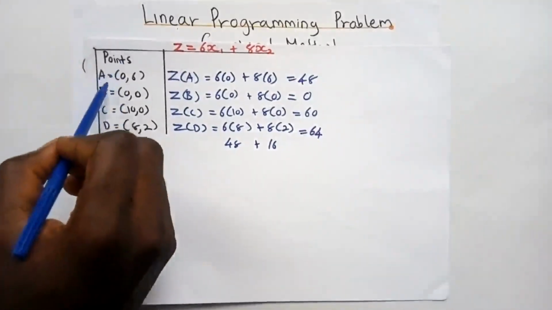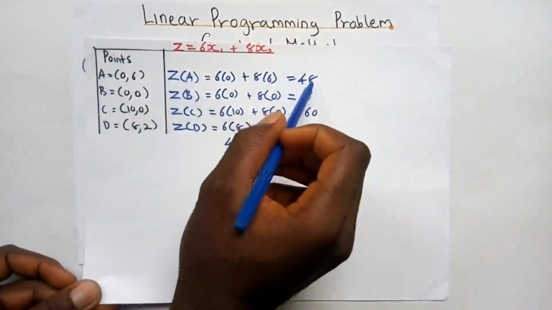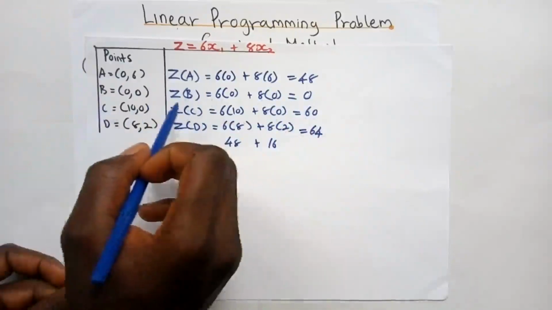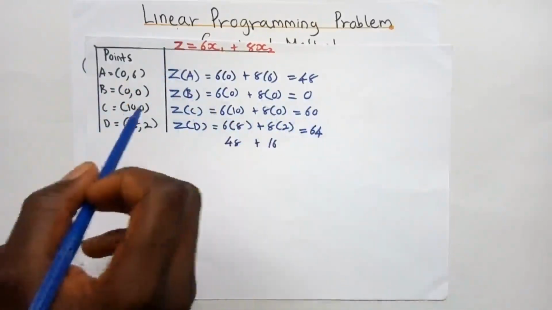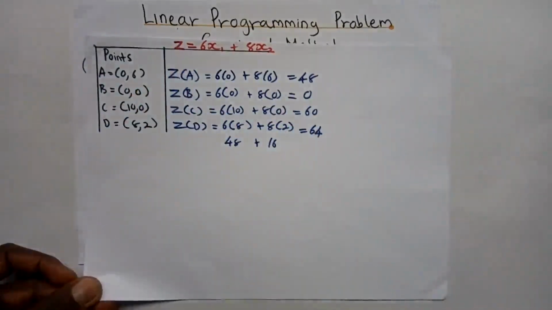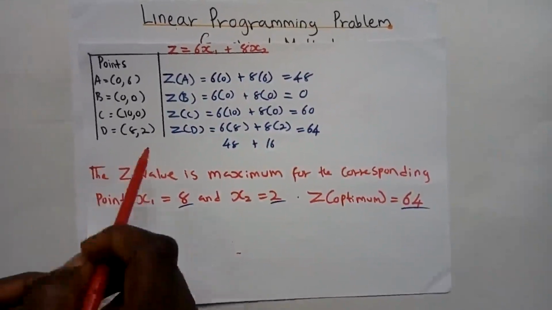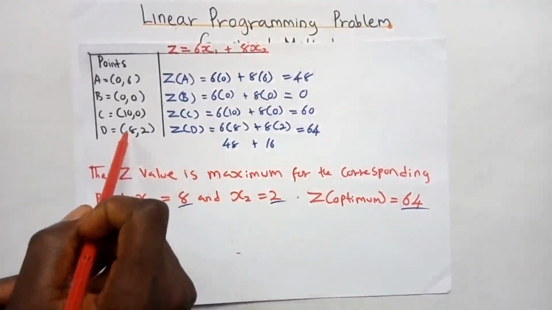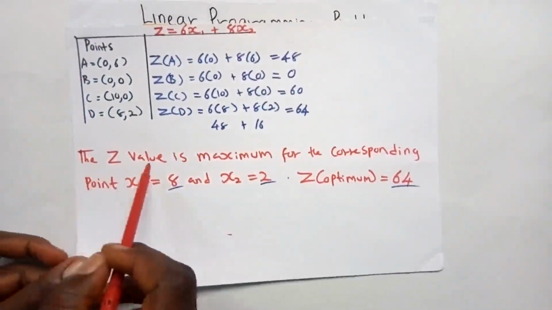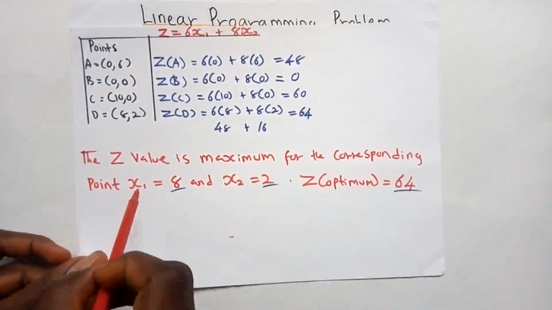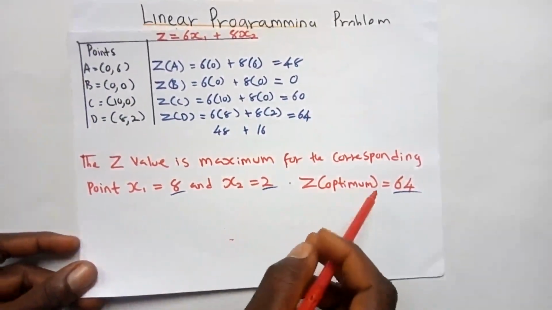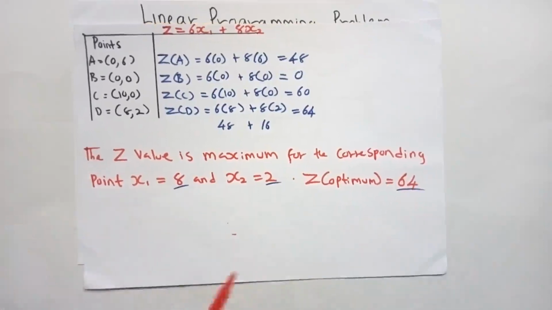So as you can see, the first point Z gives us 48, the second point Z gives us 0, the third point Z gives us 60, and the fourth point D, Z gives us 64. The value of Z is maximum at the point 8 and 2, which gives us 64. We are searching for maximization, so the Z value is maximum for the corresponding point. S1 is equal to 8 and S2 is equal to 2. Z optimum is equal to 64. Let's take the second example.